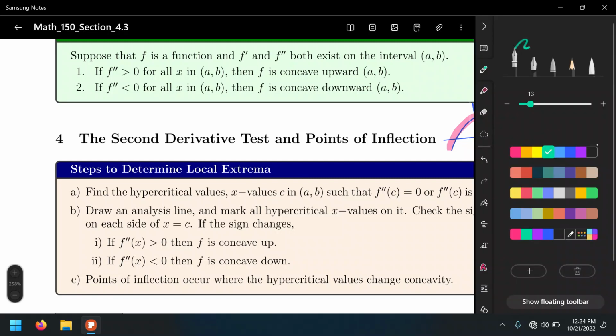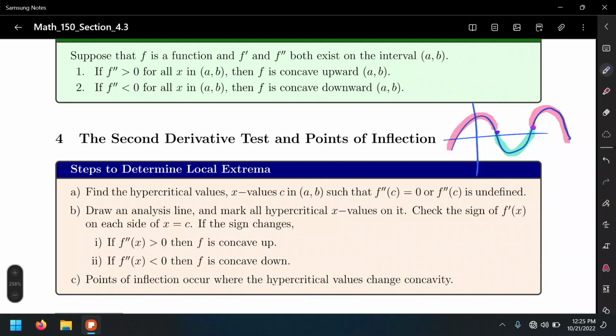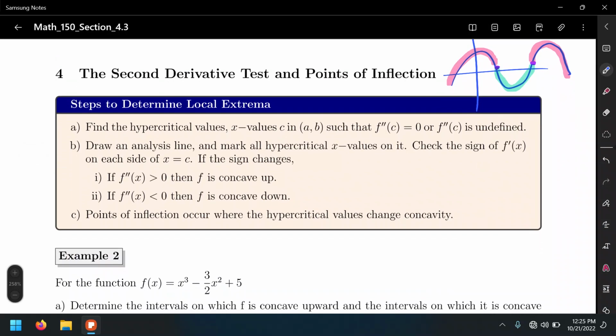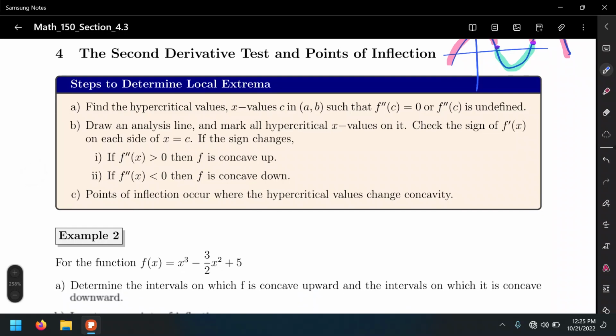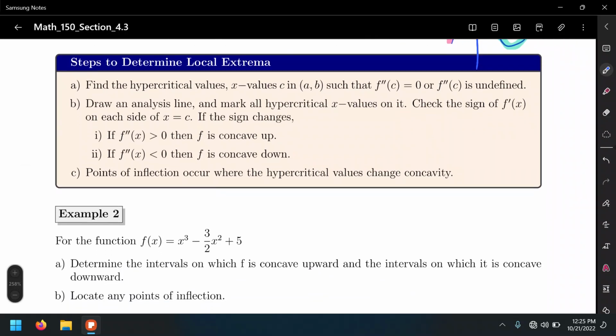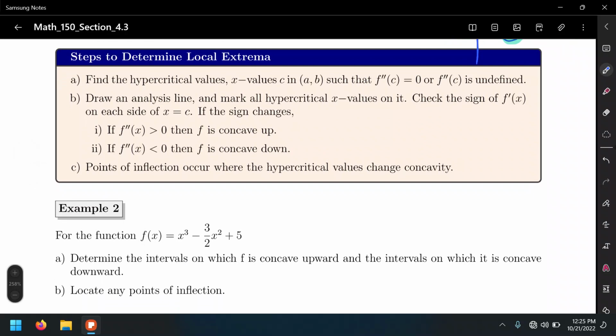How do we determine those points? Because it's related to the second derivative test, naturally we'll have to find the second derivative of the function. And we will have to find critical numbers or critical values, but in this case from the second derivative.